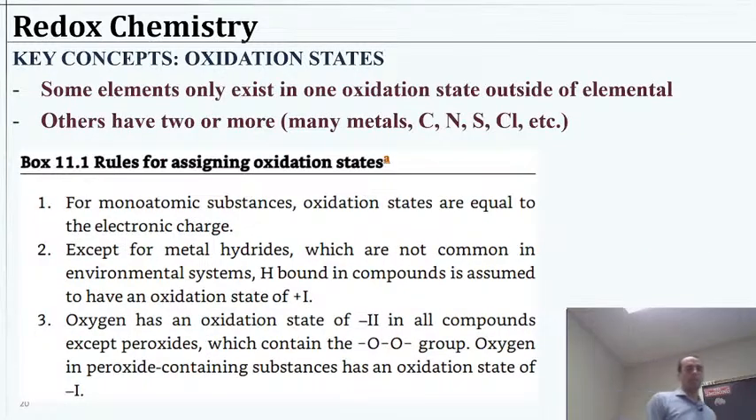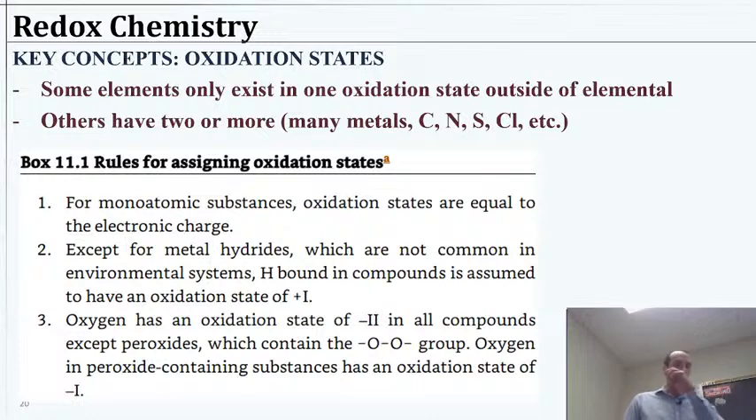Okay, so let's take a look at the formal rules. Well, first of all, some elements are only going to have one oxidation state outside of the zero valent. Others have two or more. So nitrogen has several that it can be in, carbon has many, sulfur, chloride. I think oxygen is almost always 2- if it's going to be in an oxidation state. So some of them are pretty limited. I think iron is relegated to pretty much 2+ and 3+, and of course 0.